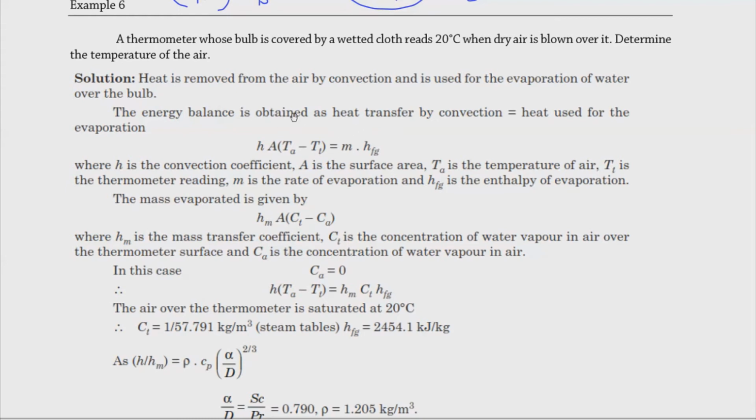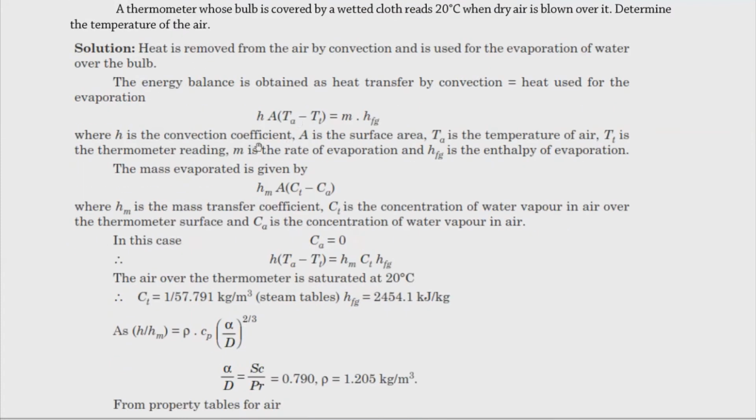So let's start with the energy balance here in convection. So this is the general expression that we use in convection, and it says here that we have the convective heat transfer coefficient, the area, and then of course this T_A minus T_T, which is the temperature at the surface area and then the temperature at the thermometer reading.